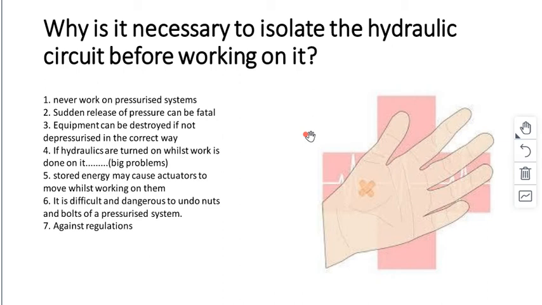It might destroy the seals. It might give you an injection injury. It might douse you in oil, whatever it may be. But just be very, very careful. And it's regulations as well. So you need to isolate a hydraulic circuit before working on it. So you always should make sure that you stick to regulations.